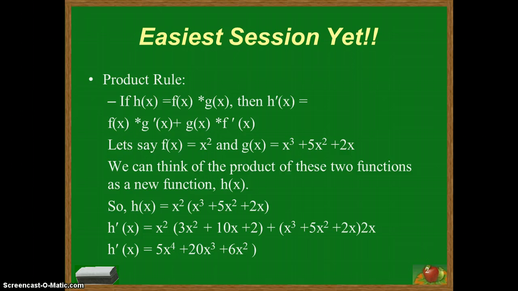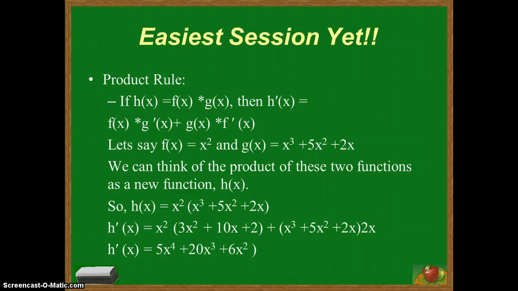Product rule. If you think of h of x as the product of two functions, let's say f of x times g of x, then h prime of x, the first derivative, would just be f of x times g prime of x plus g of x times f prime of x. In words, we would say it's the first function times the derivative of the second function plus the second function times the derivative of the first function. Okay? In this case, it really doesn't make any difference which order you do this. You could do second times derivative of the first plus first times derivative of the second if you like.